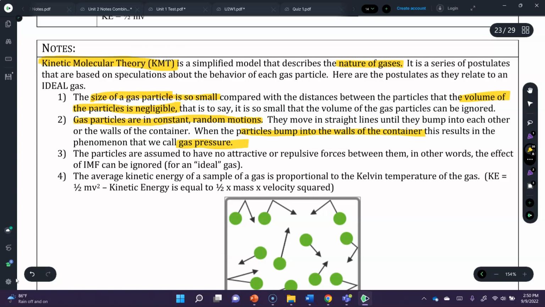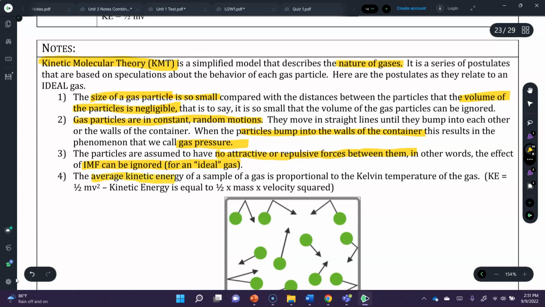And these are completely elastic collisions is the general idea. That means that when they hit, they don't lose energy, they just bounce off in opposite directions. The particles are assumed to have no attractive or repulsive forces between them. In other words, the effect of intermolecular forces can be ignored for ideal gases.